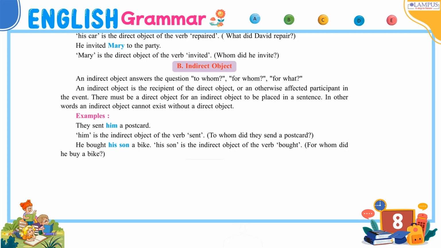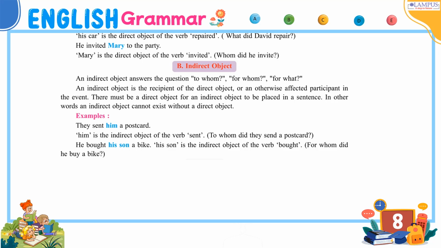B. Indirect object. An indirect object answers the question, to whom, for what. An indirect object is the recipient of the direct object, or an otherwise affected participant in the event. There must be a direct object for an indirect object to be placed in a sentence. In other words, an indirect object cannot exist without a direct object. Examples: they sent him a postcard. Him is the indirect object of the verb sent. To whom did they send a postcard?